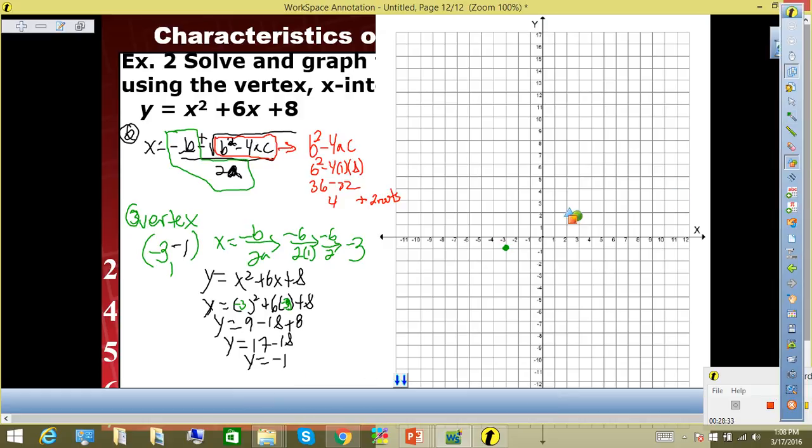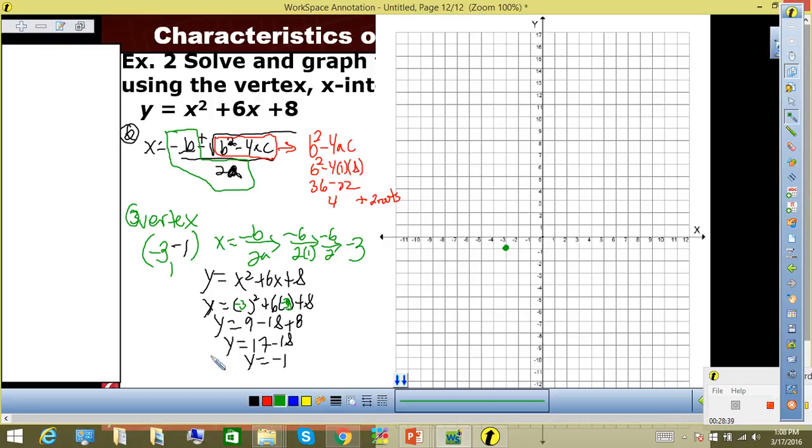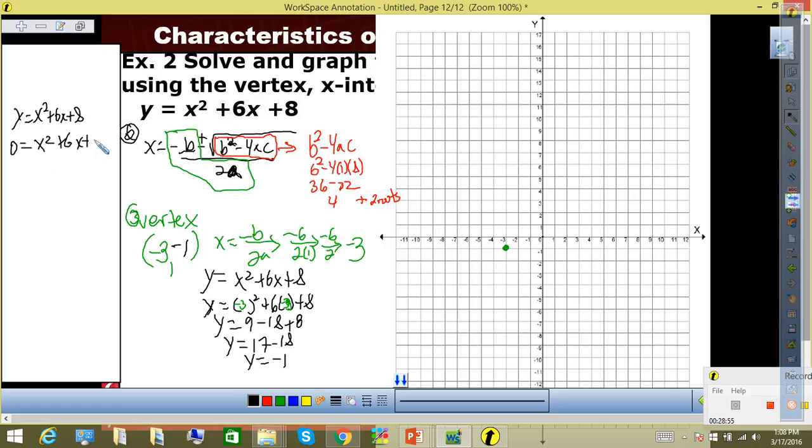Next, I'm going to solve for my x-intercepts. So I'm going to rewrite that equation, which is y equals x squared plus 6x plus 8. And like some of you were using the quadratic formula, you can solve it by the quadratic formula or by factoring. X squared plus 6x plus 8. Power Rangers, that's 4 and 2. Anyways, to make a long story short, x equals negative 4, x equals negative 2. Those go right here, negative 4, negative 2.